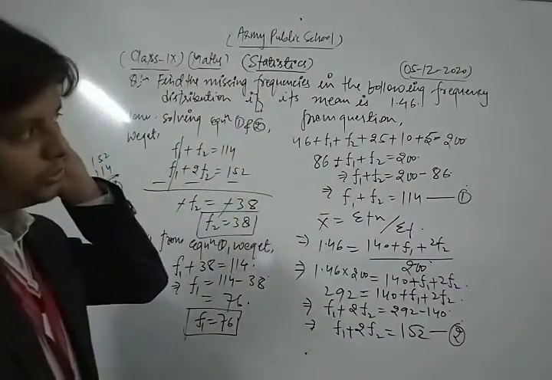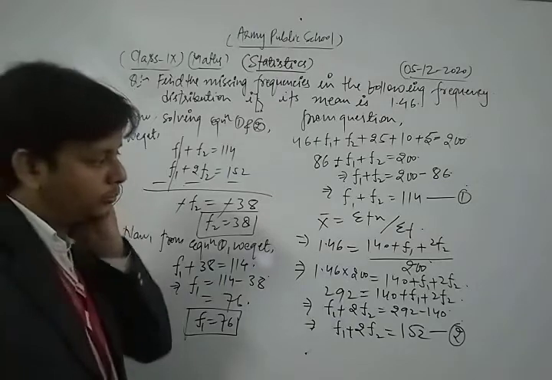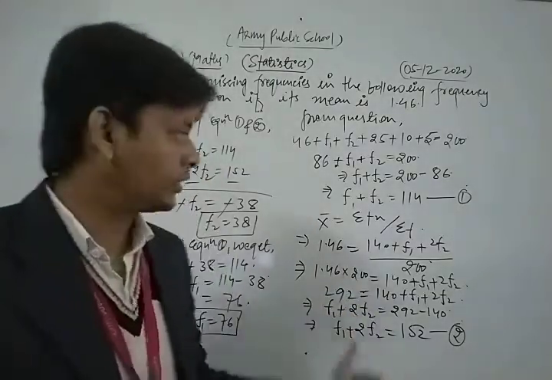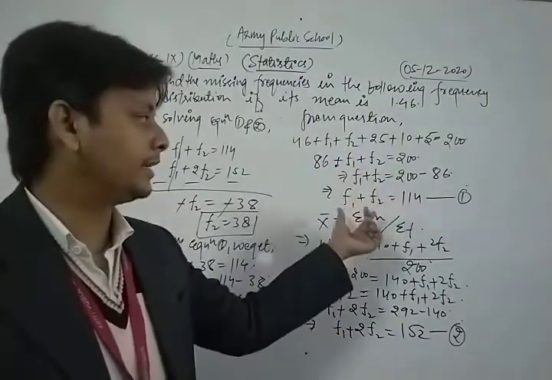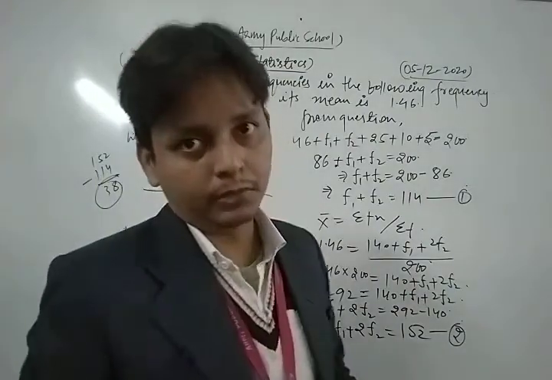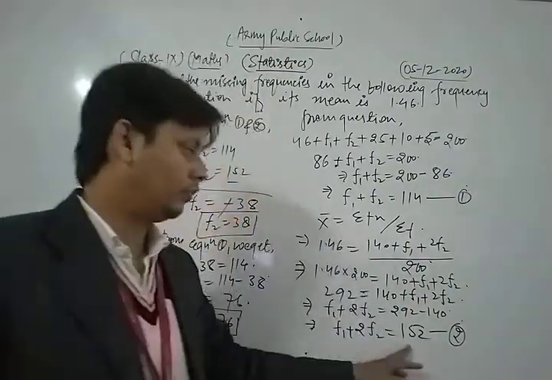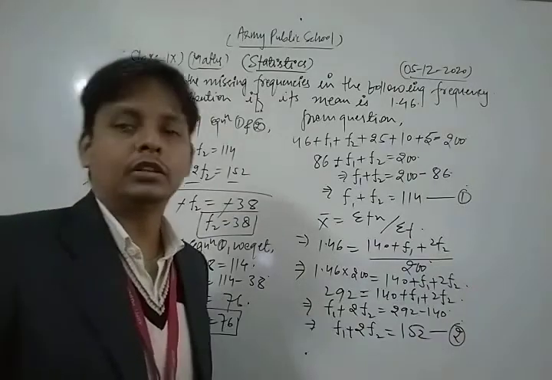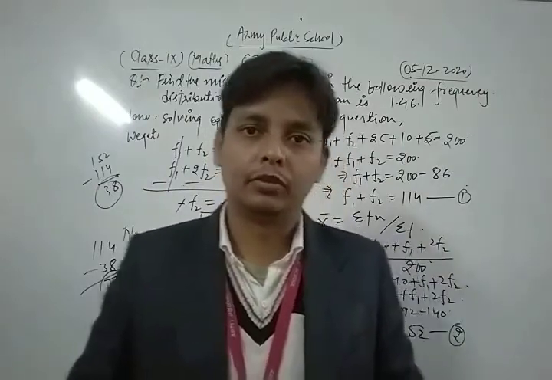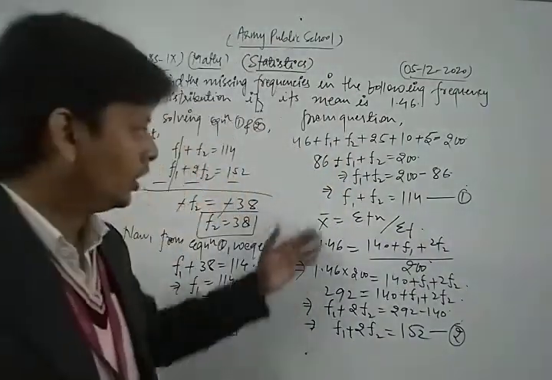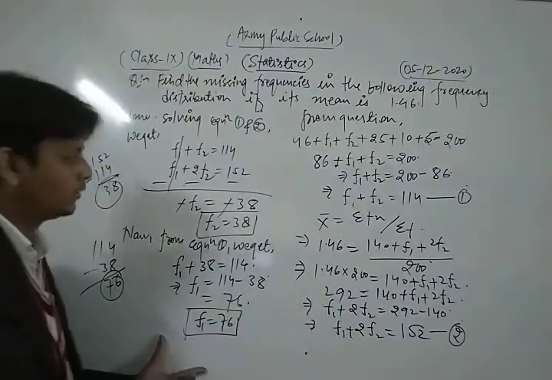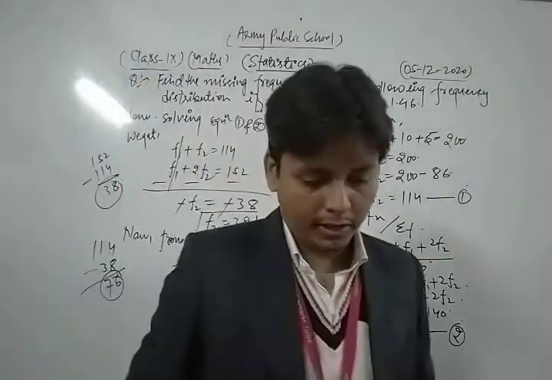Okay, dear students, in this way we solve that question. This is one of the most important questions of your syllabus, so please do more and more practice of that type of question. In it we find the missing frequencies. First we obtain two equations, f1 plus f2 is equal to 114 and f1 plus 2 f2 is equal to 152, with the help of the formula mean is equal to sigma f into x upon sigma f. Then we solve both equations 1 and 2 and get our result.